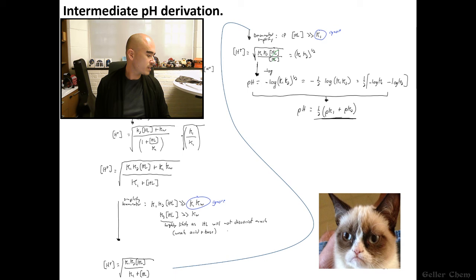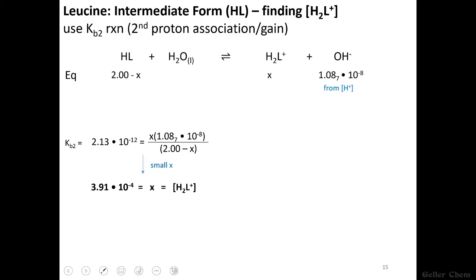Are we sure that we don't want to do this? Okay, fine. So what if we wanted to find the H2L plus concentration using all of the math? Well, we would start by writing out that second base equilibrium, where HL takes a second proton to form the fully protonated acidic form. It also leaves behind hydroxide, and we can calculate the equilibrium concentration of hydroxide from the equilibrium concentration of protons that we get from the pH that we started with in this problem.